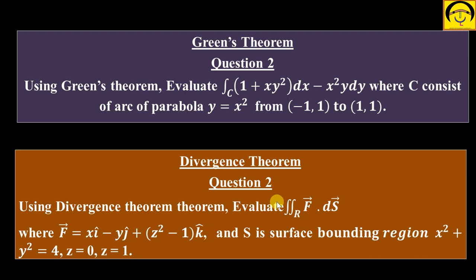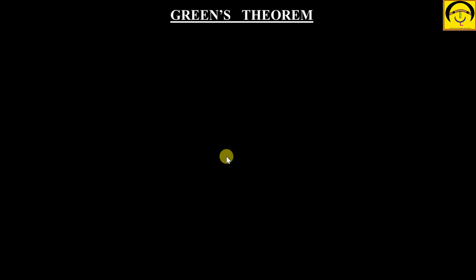The first problem which we are going to solve is Green's theorem first, and then the divergence theorem. One more problem I have given on Stokes theorem, but that problem is actually very lengthy and it will take time to solve. That question was based on verifying the Stokes theorem, so you need to verify LHS as well as RHS. For that problem I will make another video. So let's solve these two questions first.